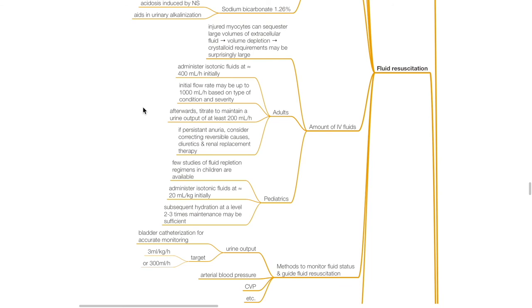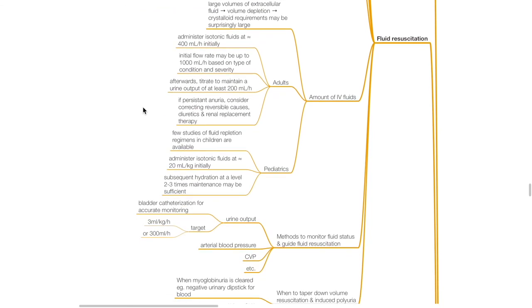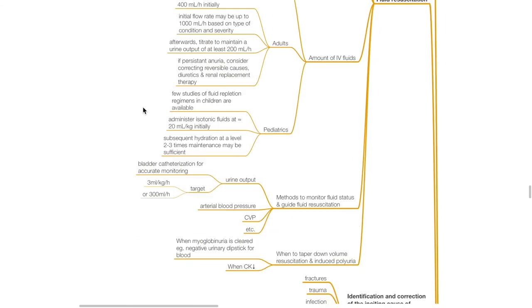In the pediatric population, few studies of fluid repletion regimens are available. Administer isotonic fluids at 20 ml per kg initially. Subsequent hydration at a level of 2 to 3 times maintenance may be sufficient.